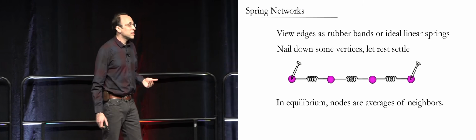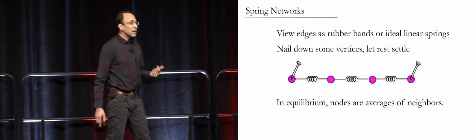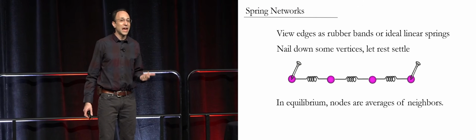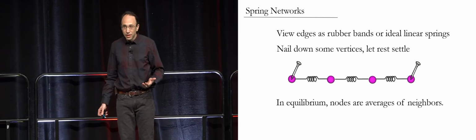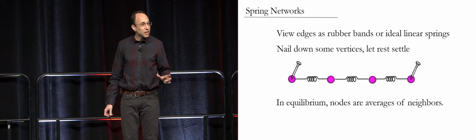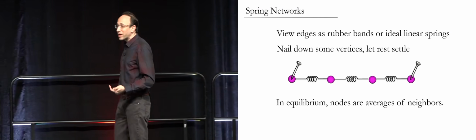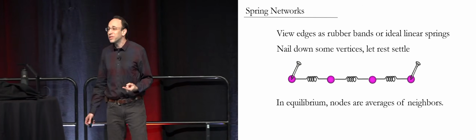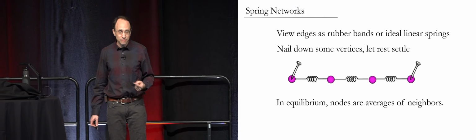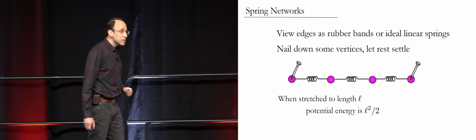Physics tells us that when the system is in equilibrium, when they settle, every vertex should be at the position that's the average of its neighbors, or the center of gravity of its neighbors. So that means physics is telling us that to understand where these nodes land, we have to solve a system of linear equations. There's one linear equation for every non-fixed vertex saying that its position is the average of its neighbors.